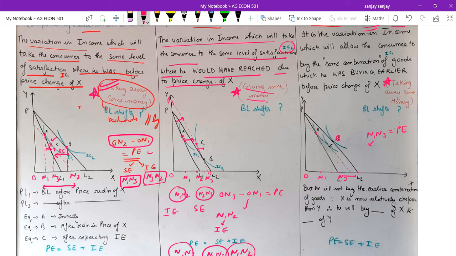And now what we will do is, in cost difference, we will be taking away some money. When we will be taking away some money, this PL2 will move parallelly backwards until it crosses the point A, not touches IC1, it crosses the point A. This is the difference here between compensating variation and income and cost difference method. Here we will reduce the income by only that amount so that it crosses point A. We have to reduce income here so that it touches the earlier indifference curve. Okay, it becomes tangent to the indifference curve.